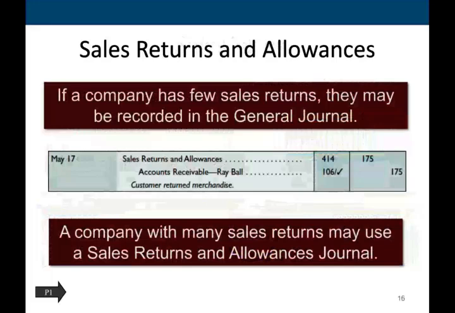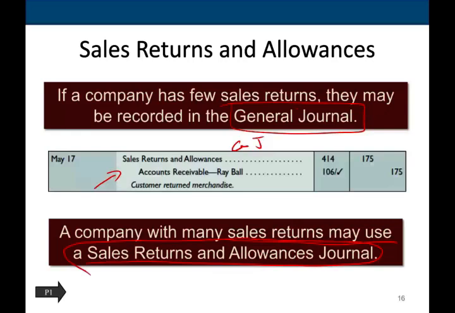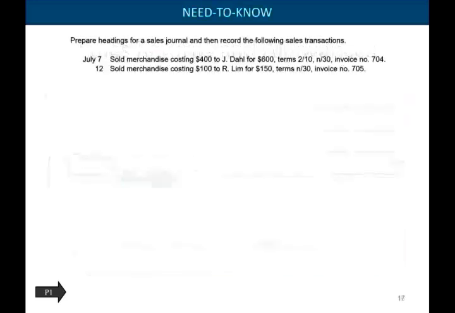If a company has few sales returns, they may be recorded in the general journal. So if the company experiences few sales returns and allowances, they will not have a column in the special journal. Once a return happens, debit sales returns and allowances, credit receivable, and we do this in the general journal. There is no need if this doesn't happen on a regular basis. A company with many sales returns and allowances may use a sales returns and allowances journal. So if they have a lot of them on a regular basis, they could have their own special journal called sales returns and allowances.